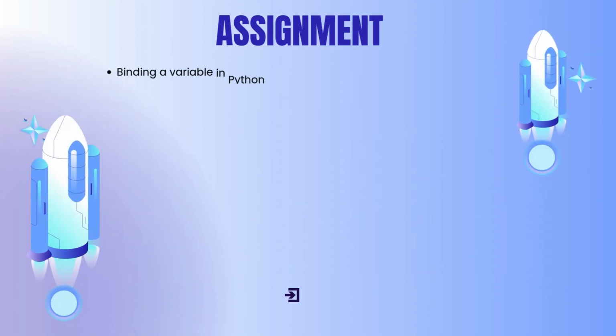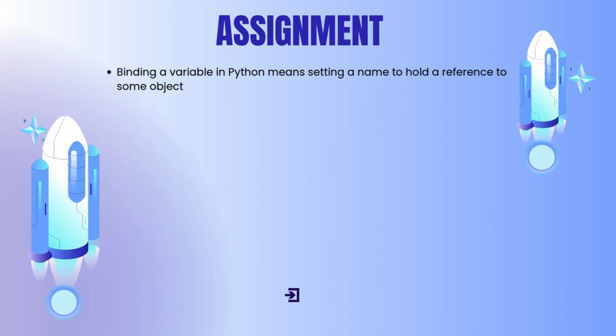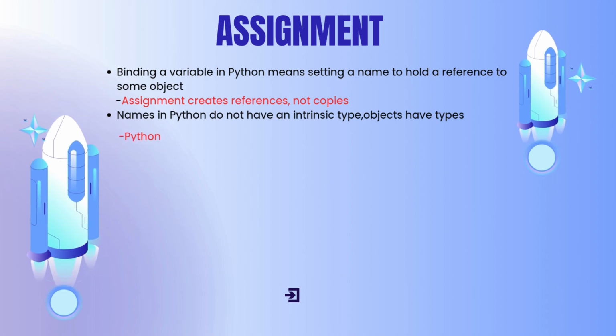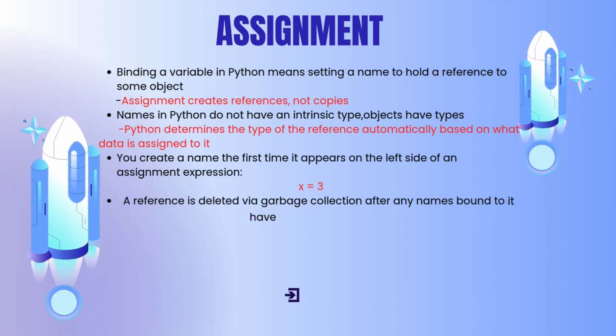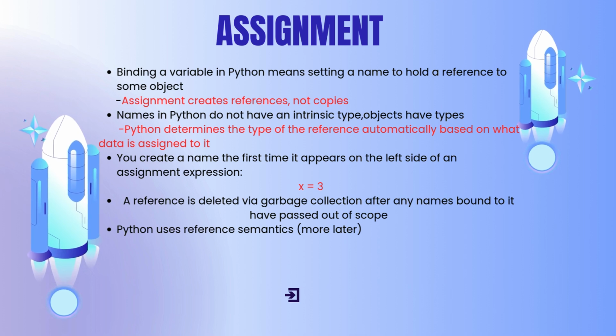Assignment involves binding a variable to hold a reference to an object. Assignment creates references, not copies. Variable names in Python don't have intrinsic types, the objects they reference do, and Python automatically assigns the type based on the assigned value. A name is created the first time it appears on the left side of an expression. Example, x = 3. References are deleted through garbage collection when the names bound to them go out of scope.